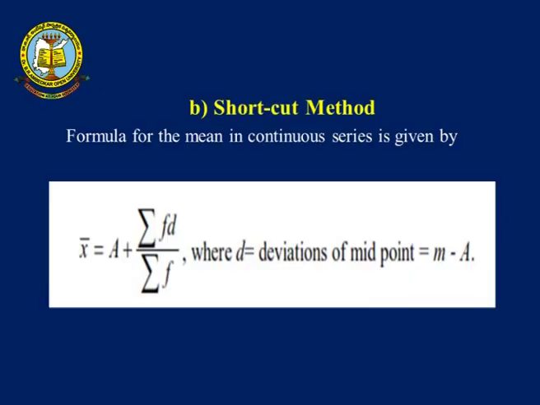If I take the shortcut method also, we can follow the same procedure, but we take an arbitrary value. So the formula for the mean in continuous series is given by x bar is equal to a plus summation fd by summation f, where d is equal to what? Deviations of midpoints, that is m minus a.